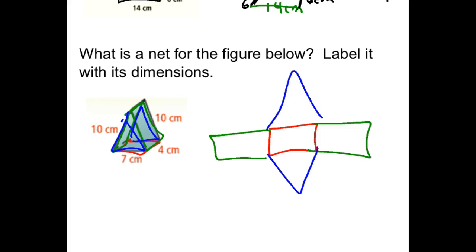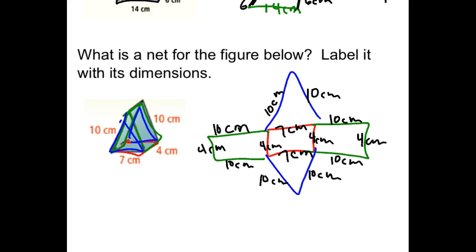Here you can see my unlabeled net. Yours might look slightly different. Just make sure that you only have 2 triangles and you're going to have 3 rectangles, 2 of the same size and one that's different. Pause the video again and then put in your dimensions. Now take the time to check your measurements with mine, and once you finish that, we will end this video.